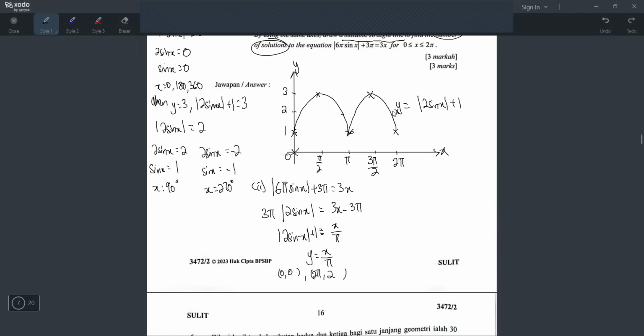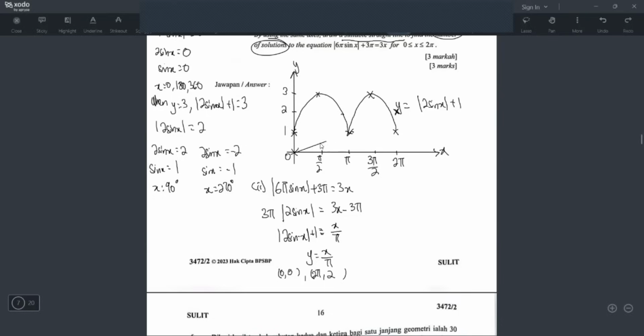Okay, now the problem comes in already. When we draw this line, how do we know that this point will touch like this? It means it will sentuh the curve 2 kali or sentuh 1 kali saja, or maybe tak sentuh langsung, right? Because this is a sketching question. I never use a ruler to measure all these things. It's just a sketching question.